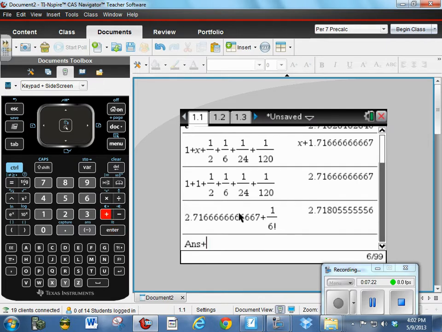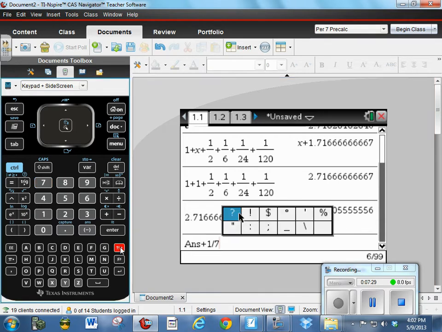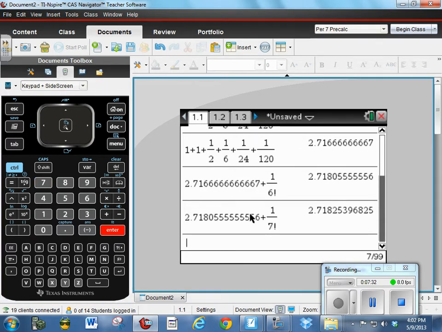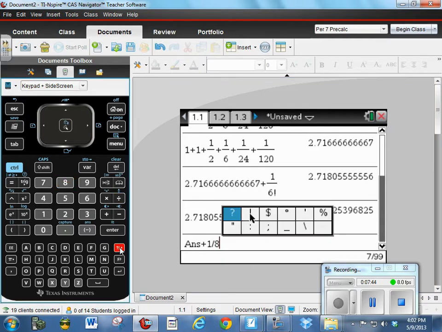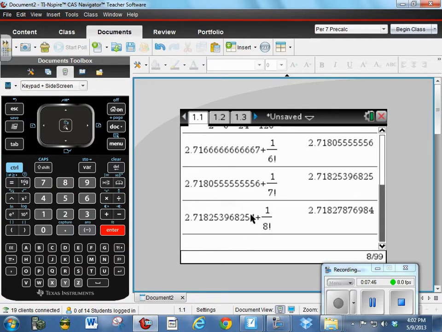Okay, so let's add another term. So 1 divided by 7 factorial. So get my little factorial symbol again. And I'm up to 4 decimal place accuracy. Let's see how many more terms it would take. So plus 1 divided by 8 factorial. 2.71827, almost, and it looks like 1 more term will do it. Plus 1 divided by 9 factorial.